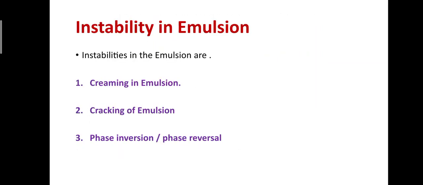Next point, instability in emulsion. There are three instabilities in emulsion. First, creaming of emulsion. Second, cracking of emulsion. Third, phase inversion or phase reversal. Let's see one by one.